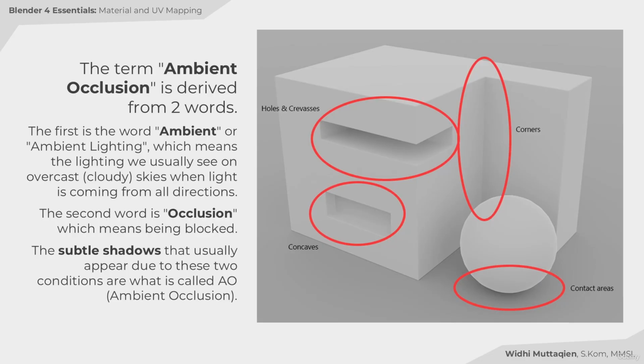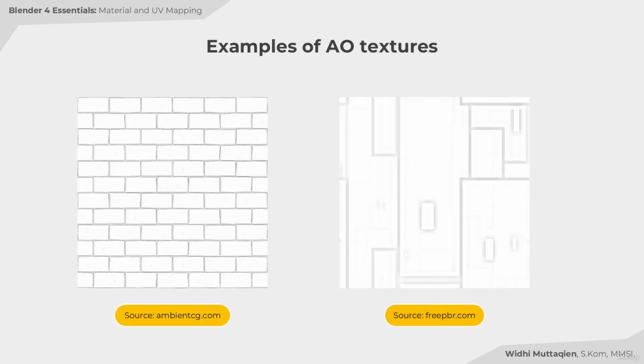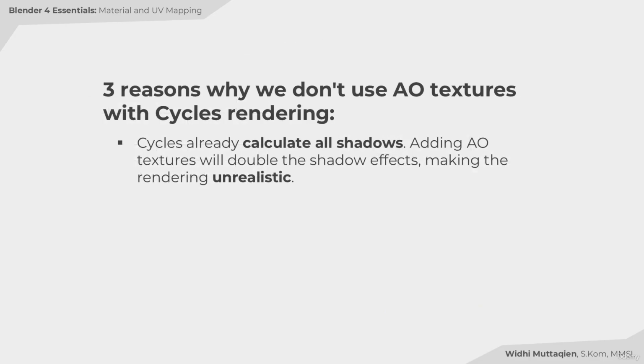The term ambient or ambient lighting is a condition where lights are coming from all directions in a uniform strength, while the term occlusion means areas that are occluded or blocked from the lighting. This is due to the surface that forms holes, gaps, and corners. So, how can we use this AO texture then? Well, the answer is, you don't use them. That is, if you are using Cycles to render your image. Why? There are 3 reasons for this.